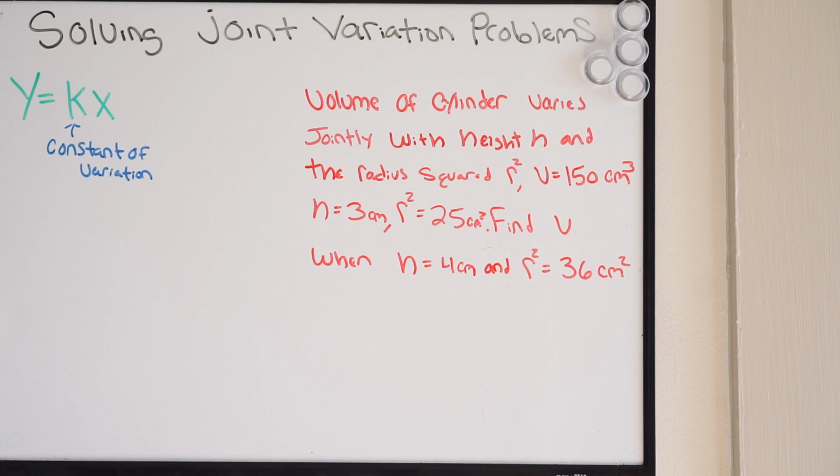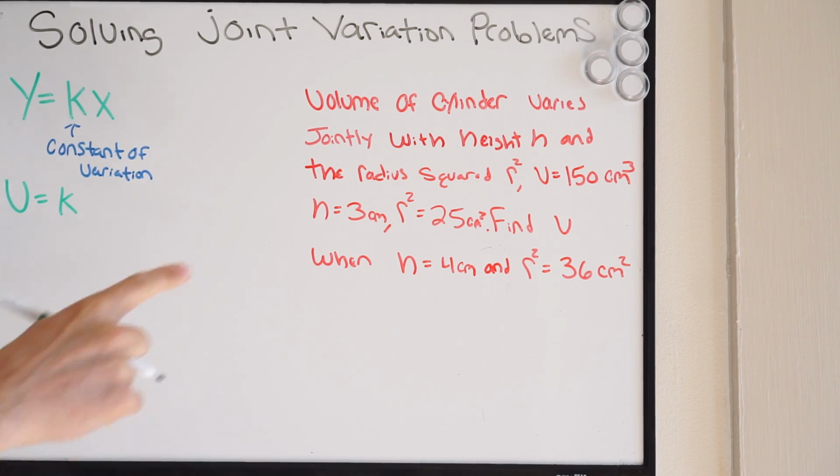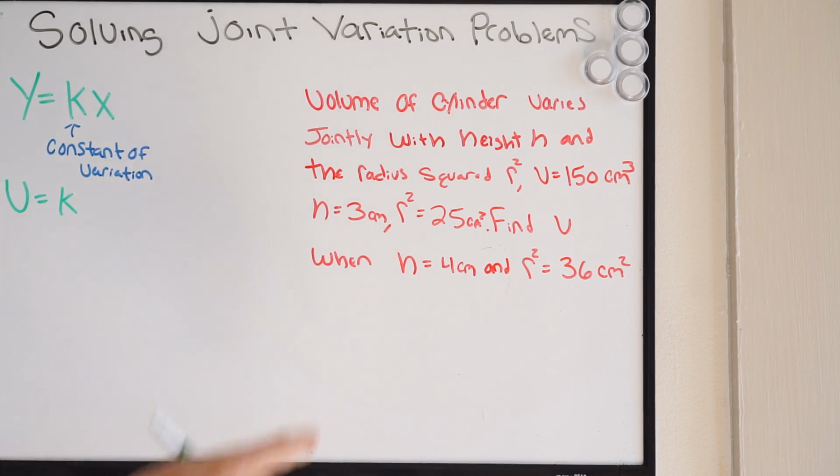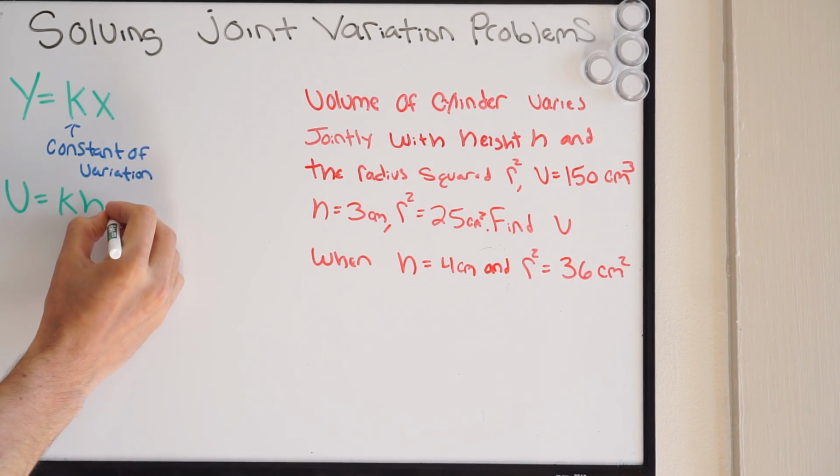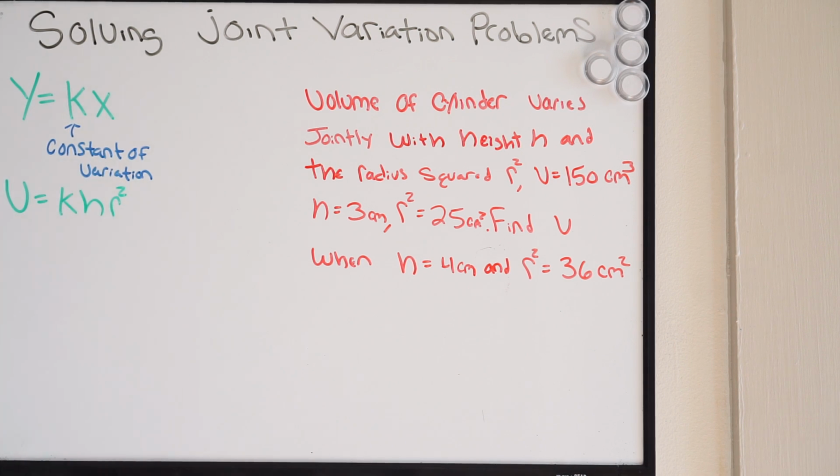Okay, so y here is going to be our volume. So we're going to say V, and then we'll just have k, that's our constant of variation. And then x, we're going to have two variables here for x, right? It's going to be our height and our radius squared. Okay, so we can say here height and our radius squared.